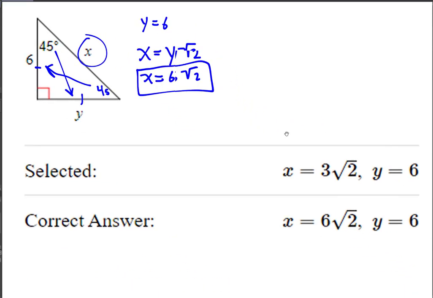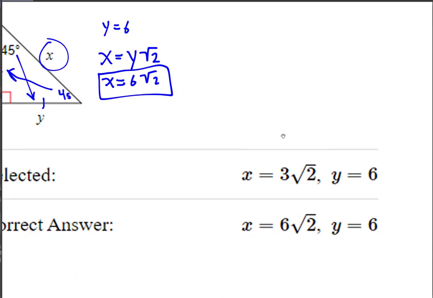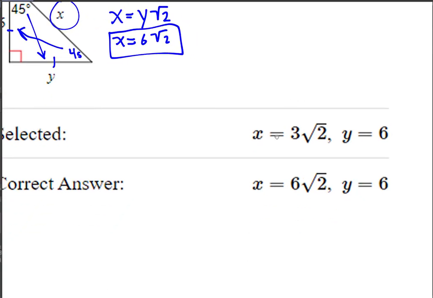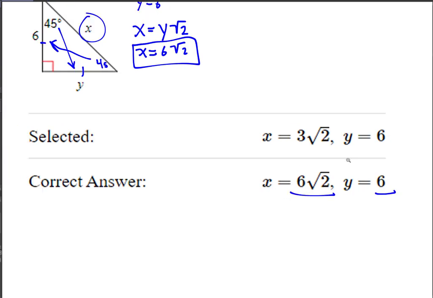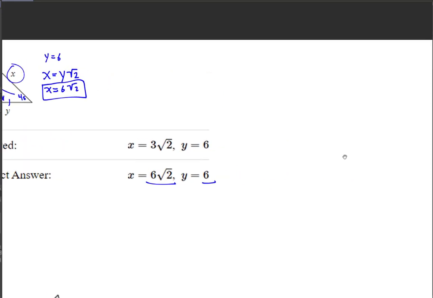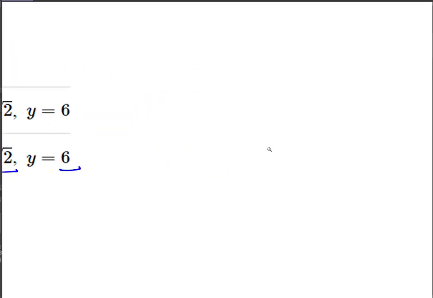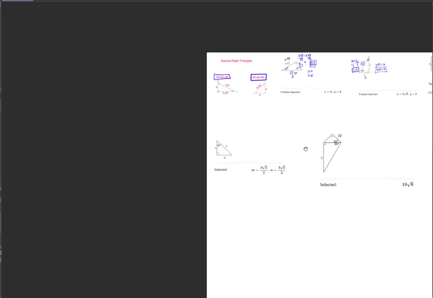My answer should be... Okay, this is the answer they selected, which is not the right answer. Do not look at this one. This one's wrong. So the correct answer is this one here: 6 square roots of 2 and 6. Looking pretty good so far, right? Feels good to get problems right. Let's go ahead and keep going.